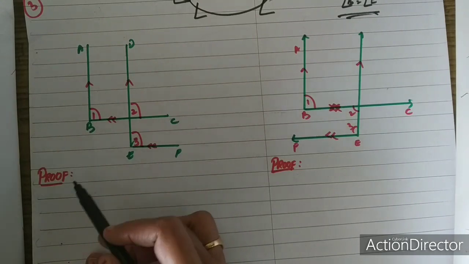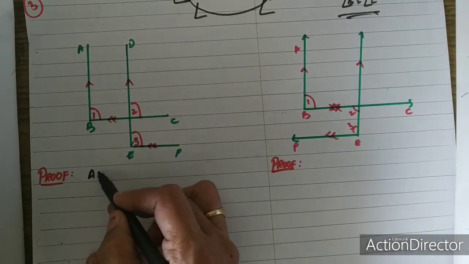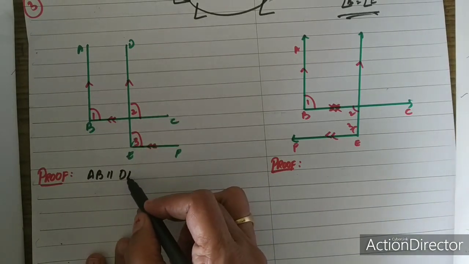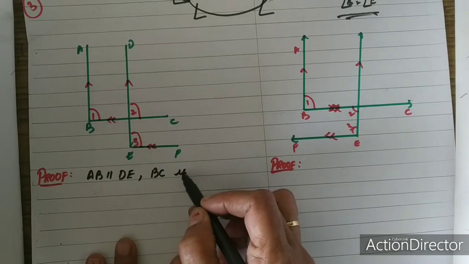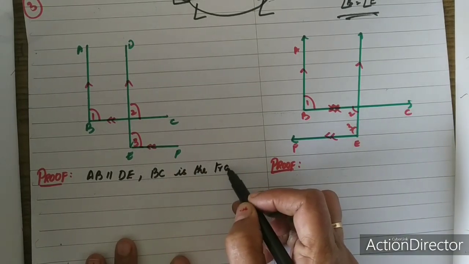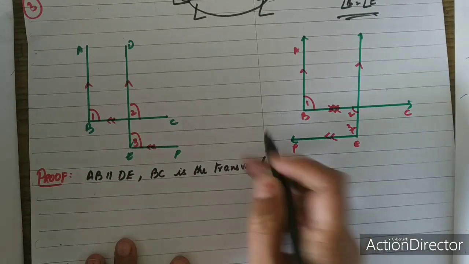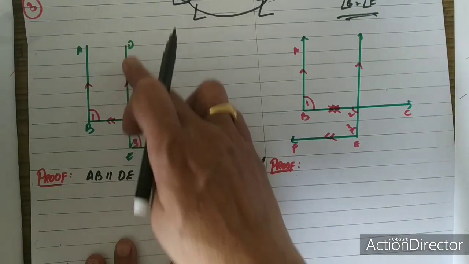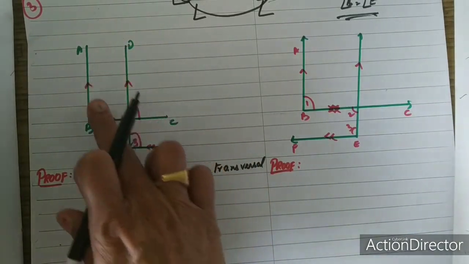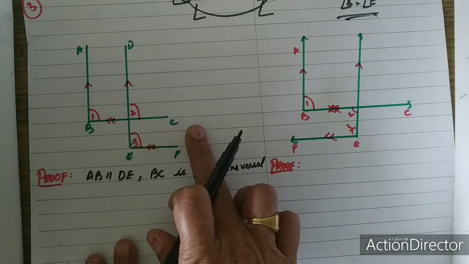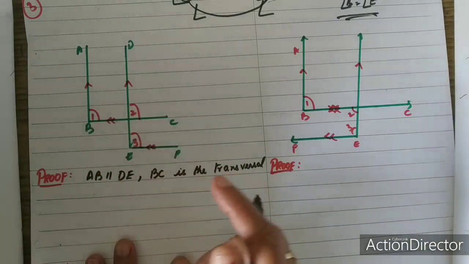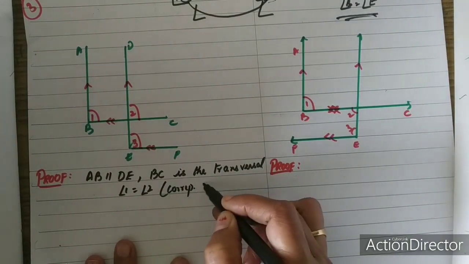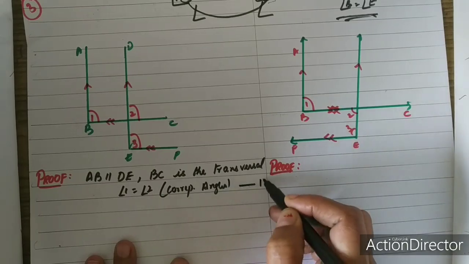In the first case, let us write the proof over here. It is given AB is parallel to DE and BC is the transversal. As it is given, the arms are parallel, so I have taken the arm of the angle ABC, that is AB, and the arm of the angle DEF, that is DE. Both are parallel to each other, and BC is acting as the transversal now. So angle 1 is equal to angle 2, corresponding angles. Let us take this as equation number 1.